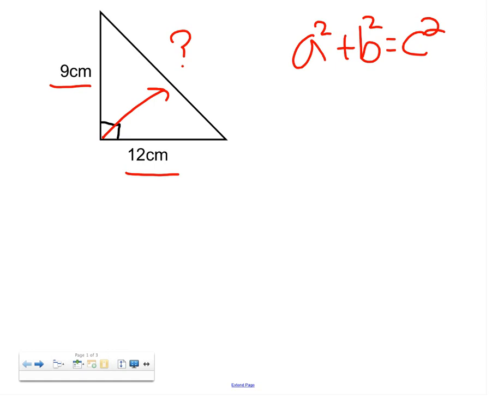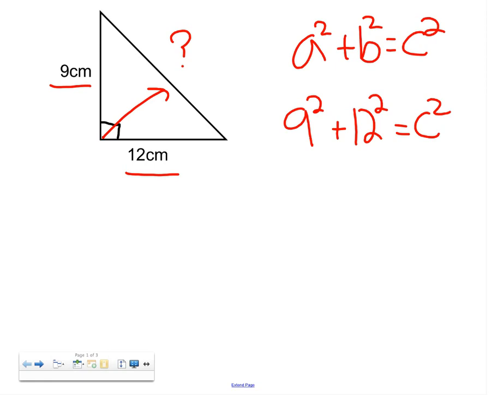In this case, it doesn't matter how you organize A and B. I could say that 9 is A, or I could say that 9 is B. I could do the same thing for 12. As long as I know which side is C, I'm okay. So I'll go like this: 9 squared, which I'll call A, plus 12 squared, which I'll call B, is equal to my C squared, which again, I don't know yet.